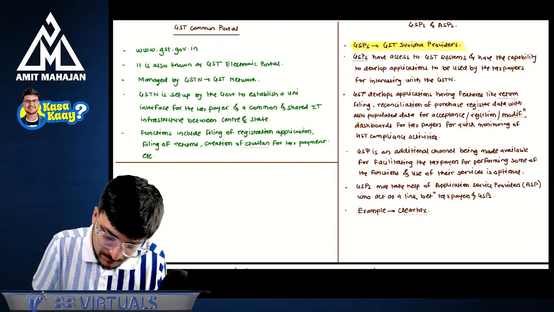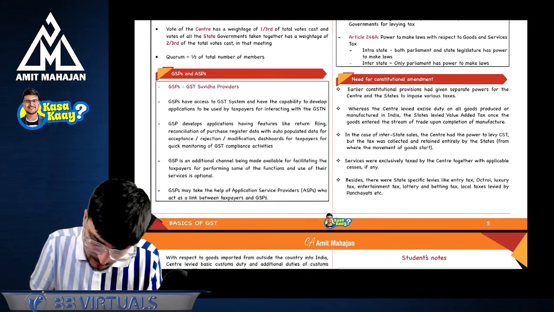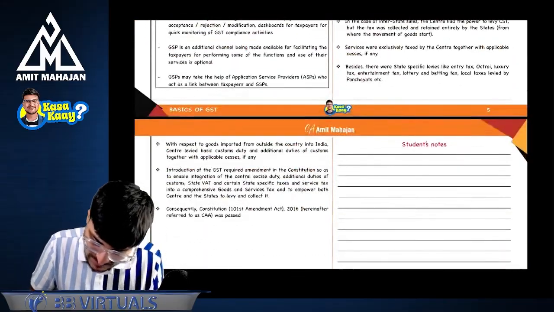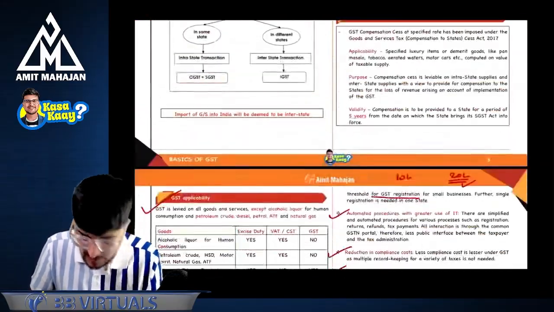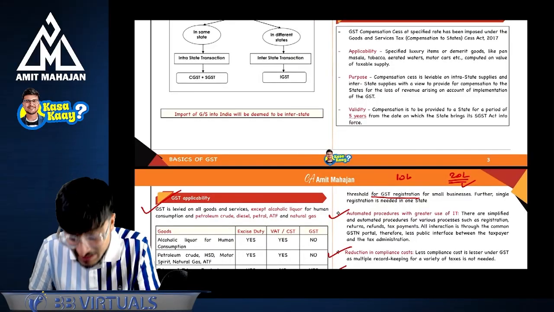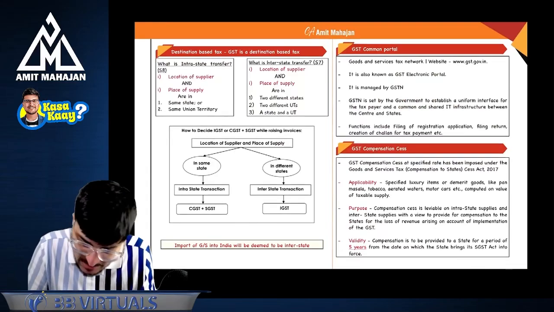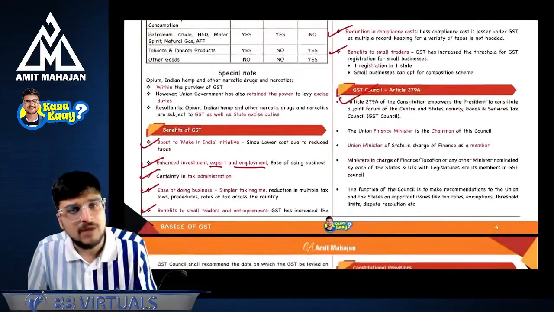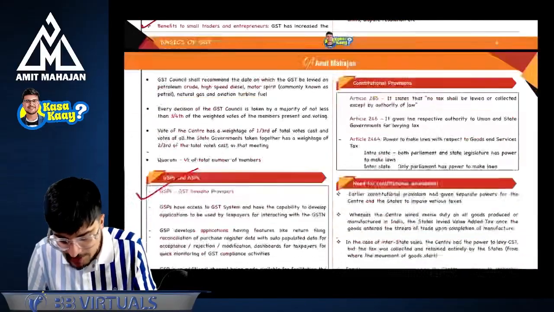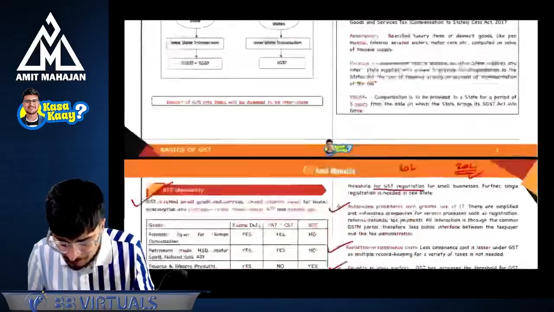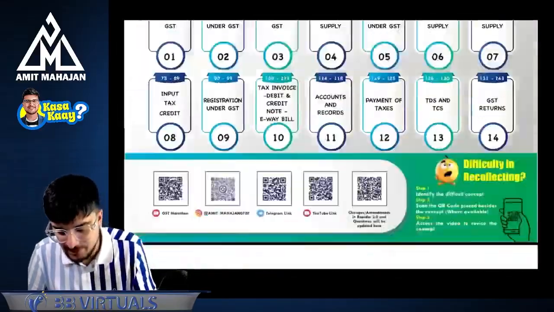Understanding? No problem till here. So GSP and ASP are done. Now only one part is left, that is constitutional provisions. What are the theory parts we have done in this chapter? Number one, the GST common portal. After that, GST applicability. Then benefits of GST, GST Council, GSPs and ASPs.